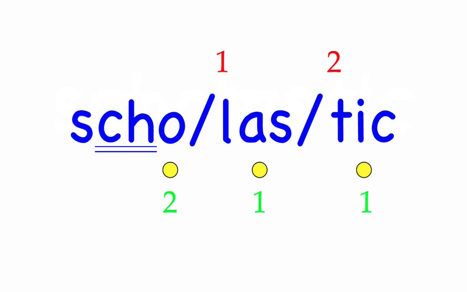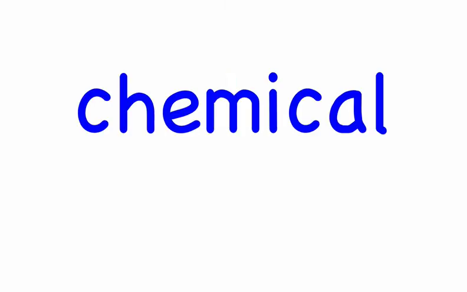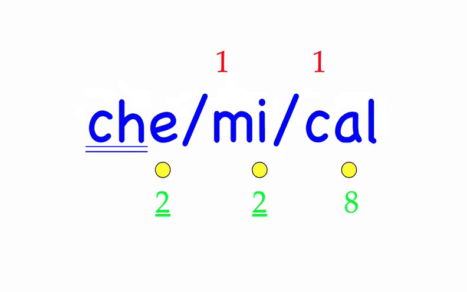Row 8. Chemical. Chemical. The chemical plant is closing. 3 syllables. First syllable, ke, 2 sounds: k, e. Mi, 2 sounds: m, i. Cal, 3 sounds: k, a, l. Chemical. Mark the word.